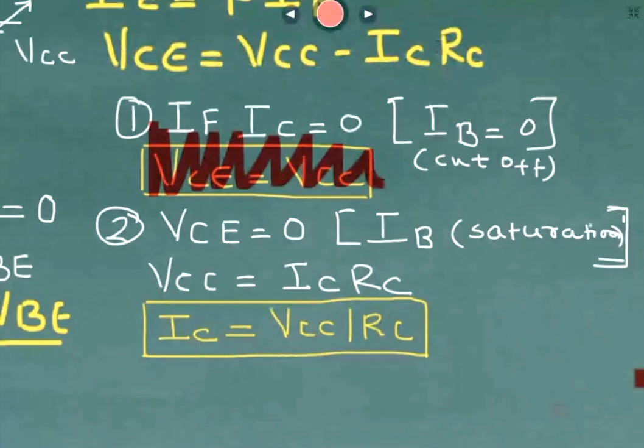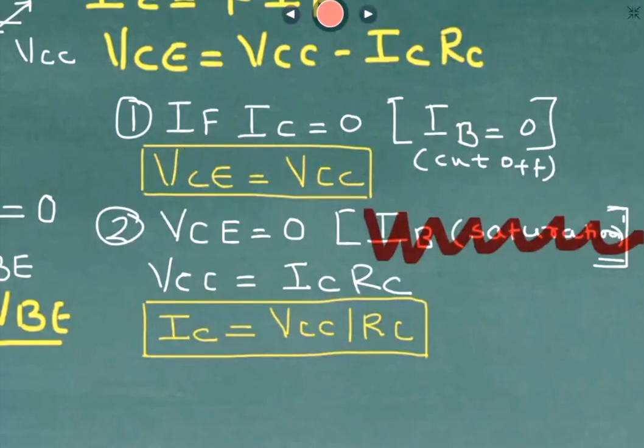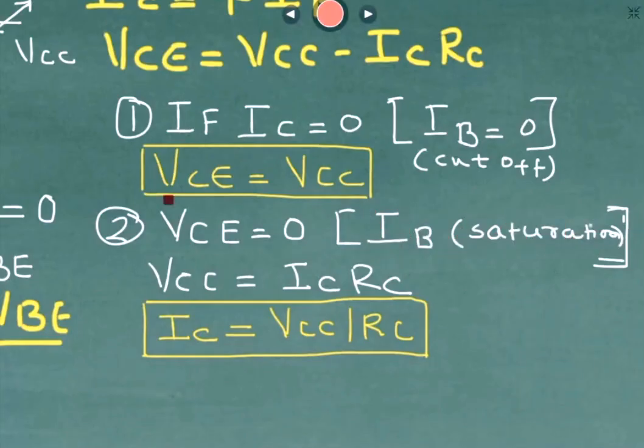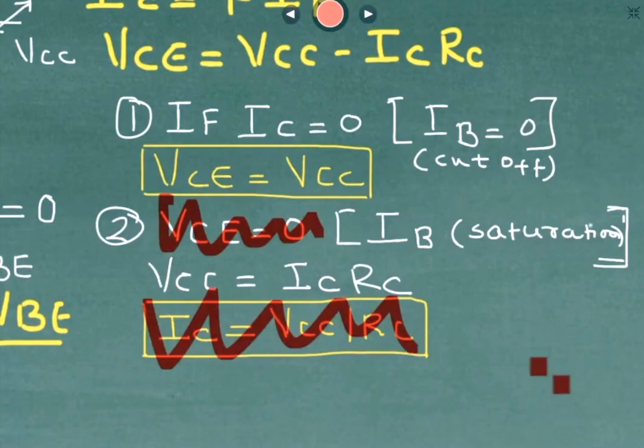Then the next situation is the saturation situation. In saturation, you put the maximum value of IB. When IB is maximum, IC will also be maximum, and when IC is maximum, the value of VCE will become 0. So you need to find the maximum value of IC, which is represented by VCC upon RC. Above that, the value of IC cannot go. Though you further increase the value of IB, IC will not change. That is called the saturation region.